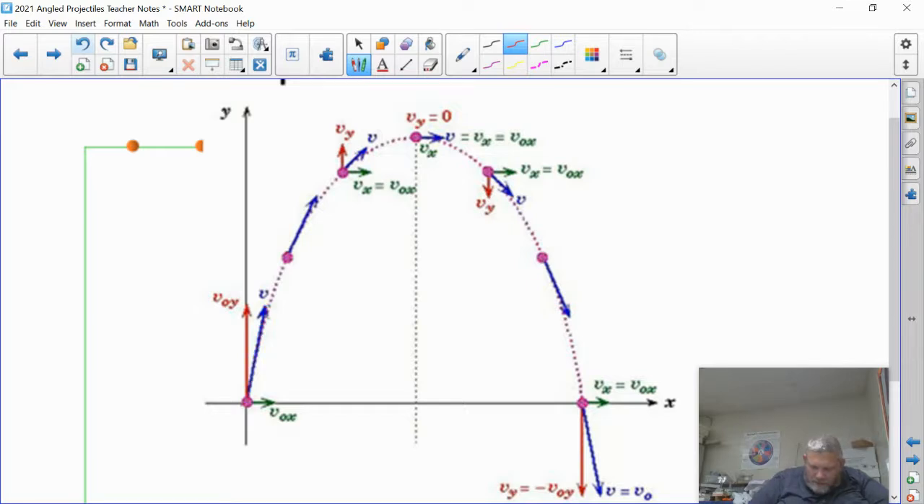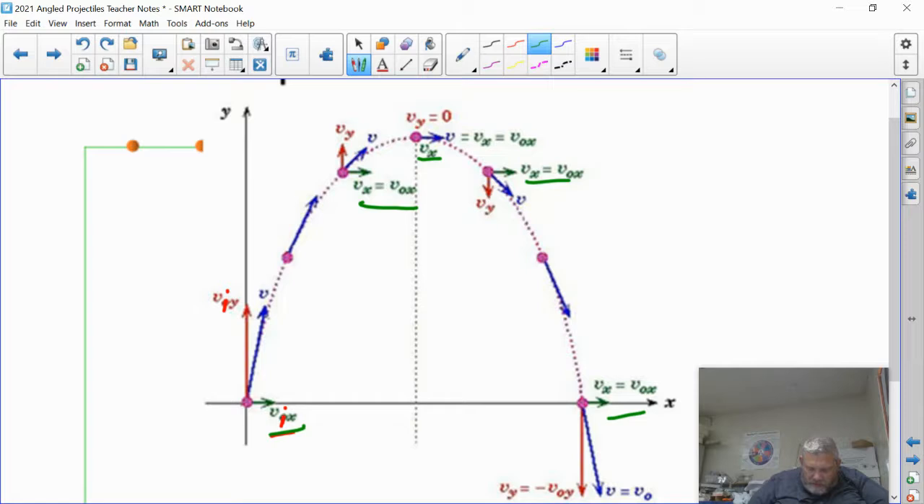All right. Now notice that this first one, it's V0, but really it's Vix and Viy. But notice the x value. What do we know about the x value in projectile motion? The x value never changes, right? So Vx, Vx, Vx. Notice that these lengths are all the same in the x direction. The velocity in the x direction never, ever changes.